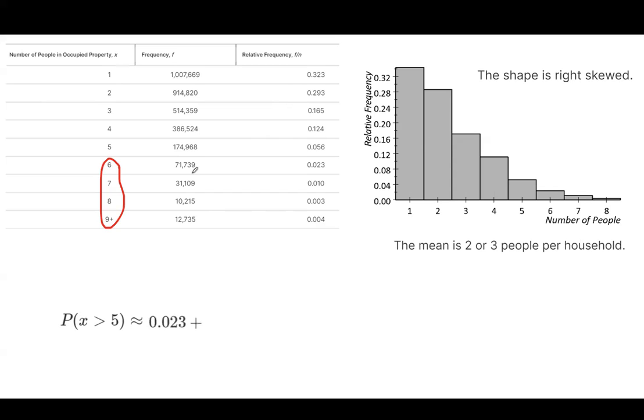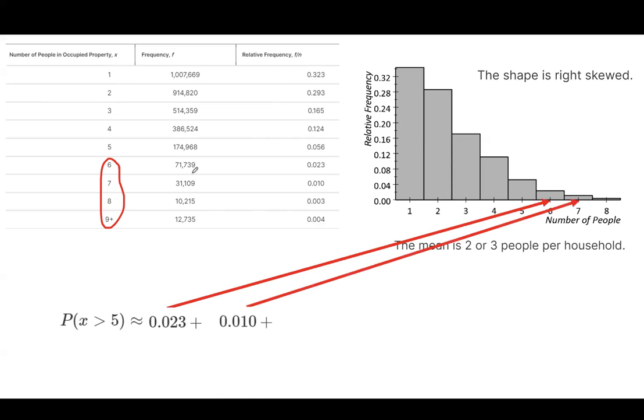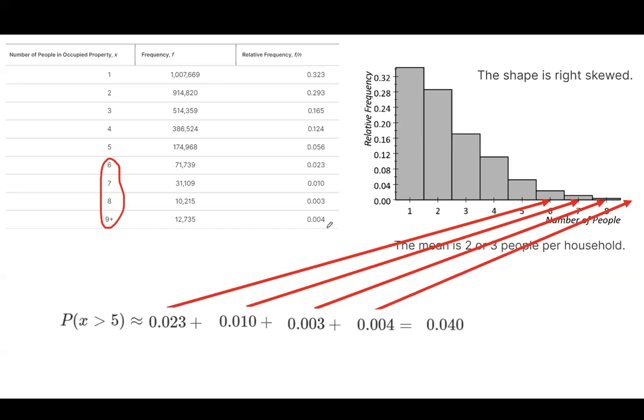First of all, the probability that X is 6 is 0.023 or 2.3%. The probability that it is 7 is going to be 1%. The probability that it is 8, as you can see, it's getting very small, 0.3%. The probability that it is more than 9 residents is 0.4%. If you add them together, it's going to be 4%. So the probability that you randomly select one of these properties and it has more than 5 people living in it is 4%.